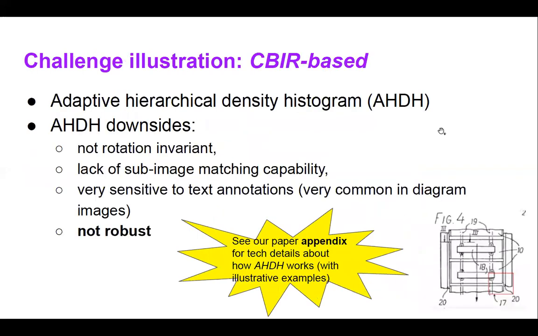groups of methods. In the CBIR methods, AHDH, which is adaptive hierarchical density histogram, is the most promising one. So we used it in our experiments. See our paper appendix for technical details about how AHDH works. Then our findings through our experiments are: AHDH is not rotation invariant, lacks some image matching capability, and is very sensitive to text annotations such as figure 4, curves, arrows, but they are very common features in diagram images.